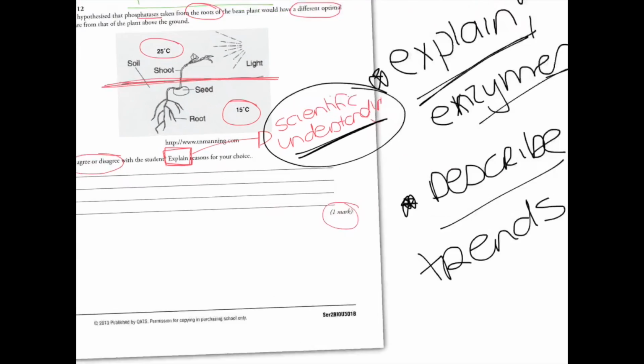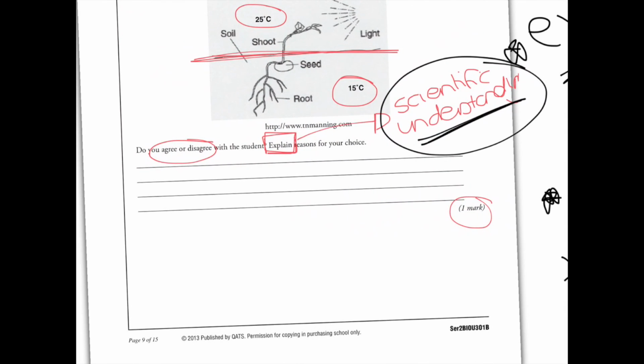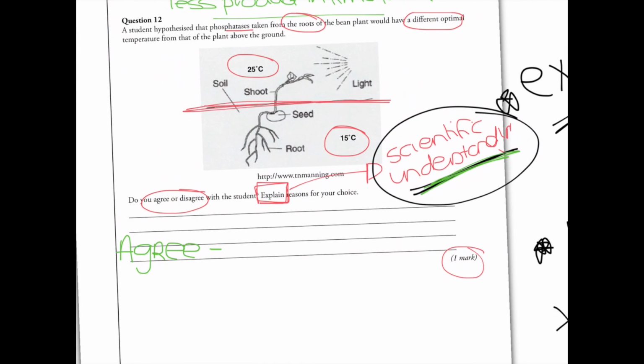Okay. All right, so use your scientific understanding for this one. You could have 2 options here as long as you are able to justify a response using this understanding of enzymes. Let's go first of all with agree. So you might agree that they have different optimal temperatures.